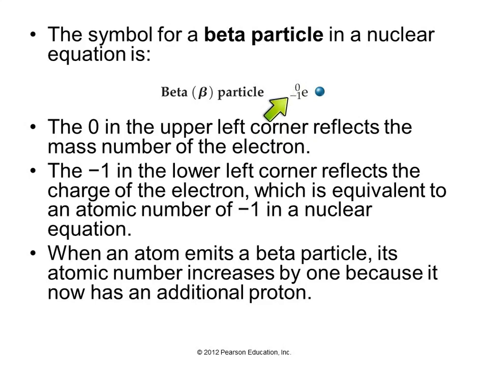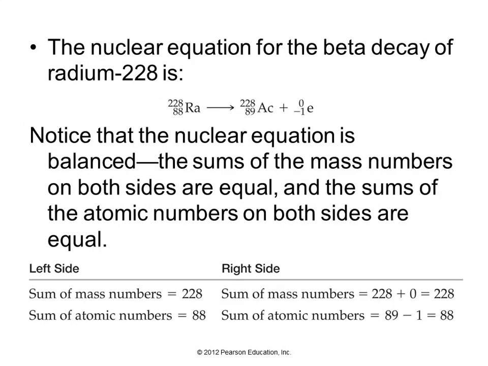Mass number is 0. The negative 1 seems weird. But when you emit a beta particle, it increases the atomic number because you took a neutron, spit out an electron, and what was left was a proton. And if you can't wrap your mind around that, don't worry about it.